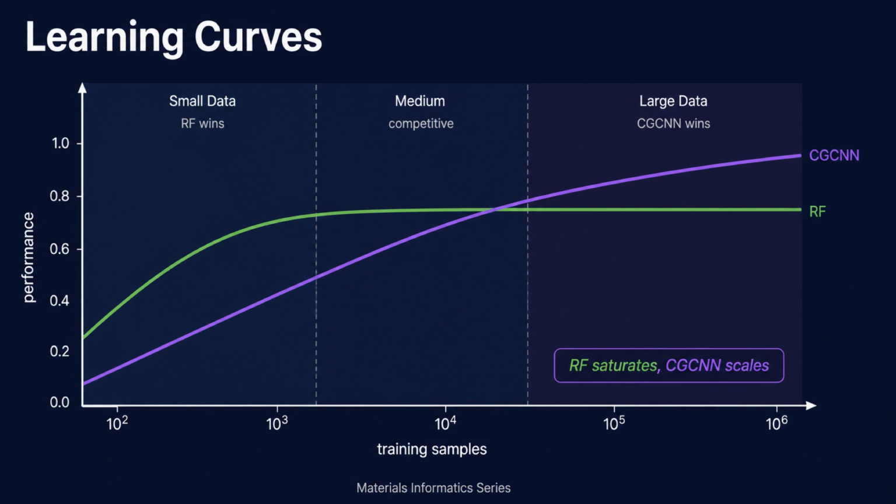In the small data region with limited samples, random forest outperforms CGCNN because it's more data efficient. In the medium region, the methods compete closely. With large amounts of data, CGCNN clearly wins and continues improving. A key insight: random forest saturates early, while CGCNN keeps benefiting from more data.